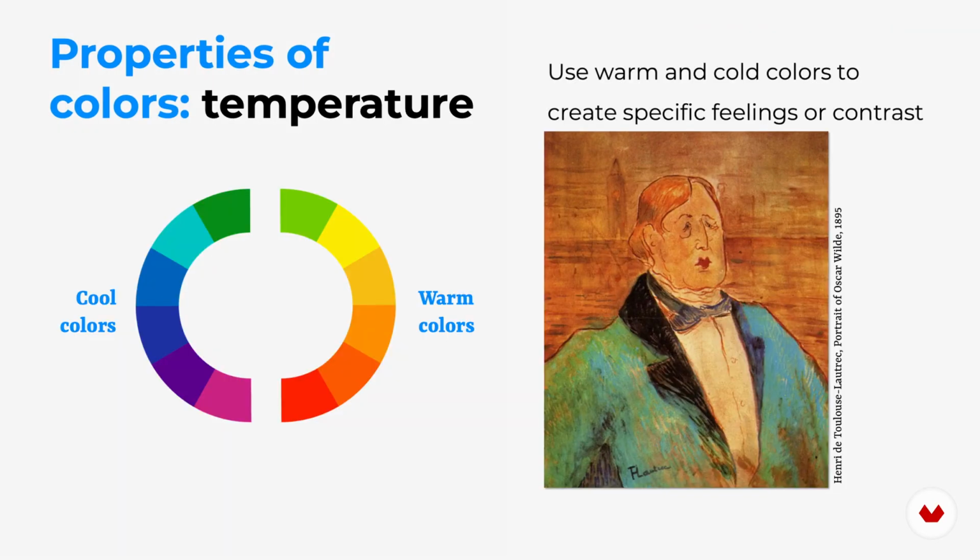Another property of colors is warmth. We have cool colors and warm colors. Generally, cool colors are at the left part of the color wheel, and the warm colors are in the right part of the color wheel. You can see them here. Use warm and cool colors to create a specific feeling or specific contrast, like you see here on the image.